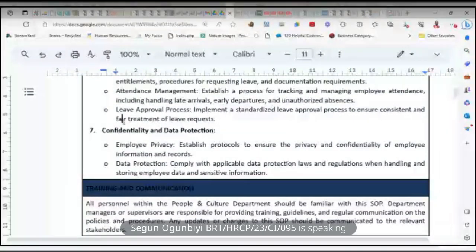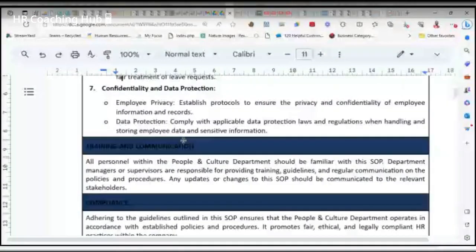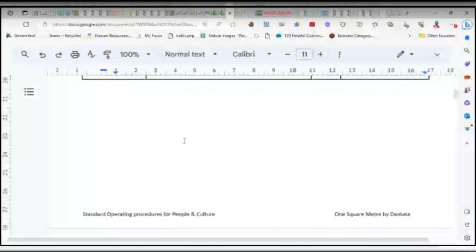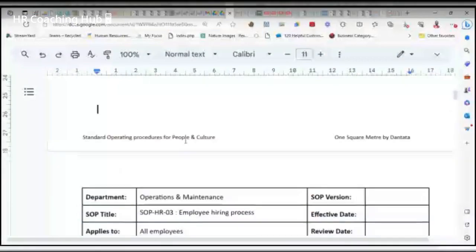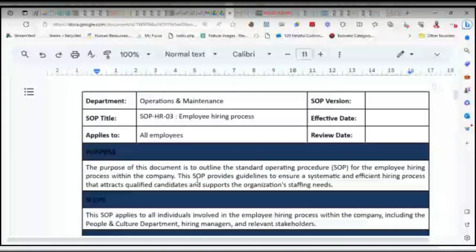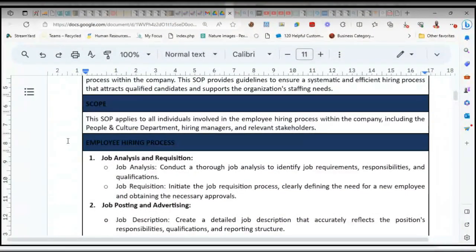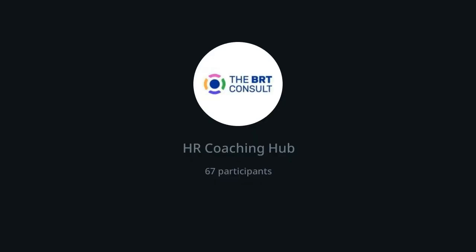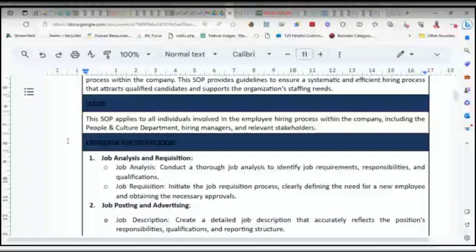Now, do you know that this particular document that I am showing you will not go to other things there. Let me show you another. For example, this is one on the employee hiring process. So there's an SOP on what? Employee hiring process. And we say, what is the purpose of this SOP? The purpose of this document is to outline the standard operating procedure for the employee hiring process within the company. This SOP provides guidelines to ensure a systematic and efficient hiring process that attracts qualified candidates and supports the organization's staffing needs. The scope, of course, applies to all individuals involved in the employee hiring process within the company, including the people and culture department, hiring managers, and relevant stakeholders. So everyone involved is what this SOP deals with.